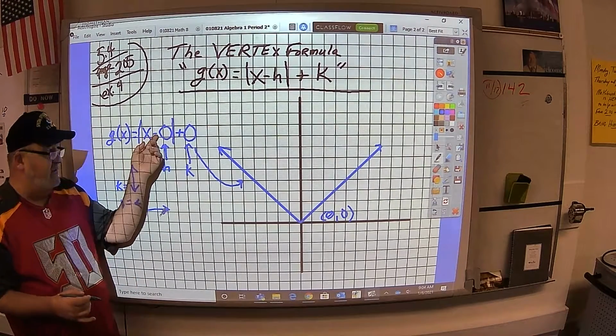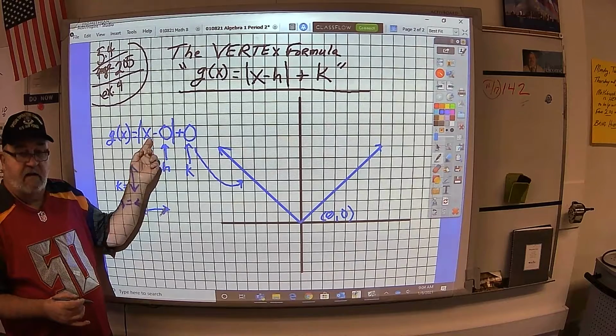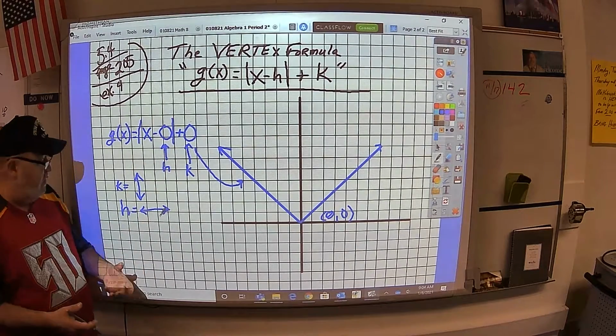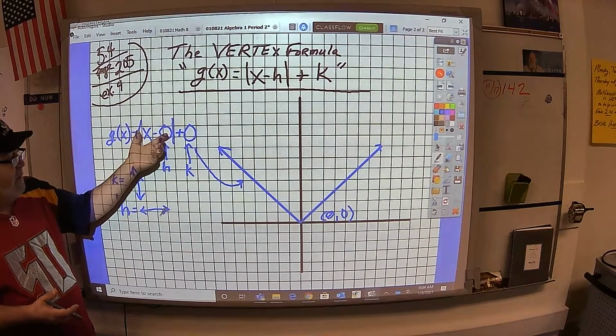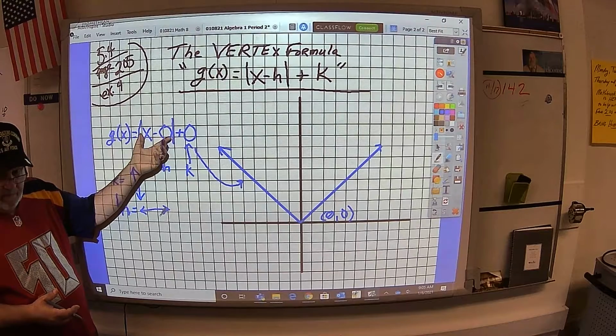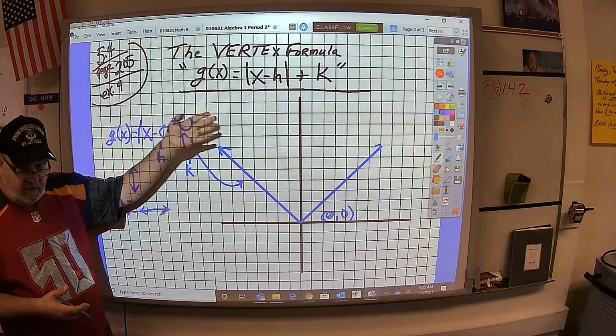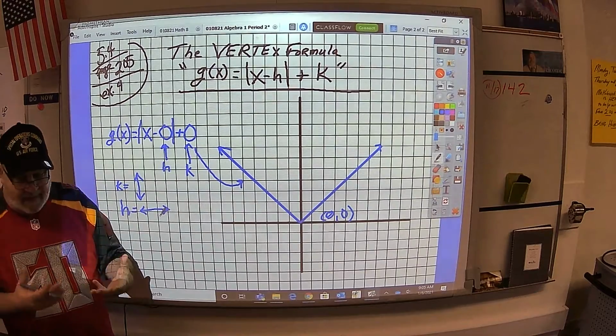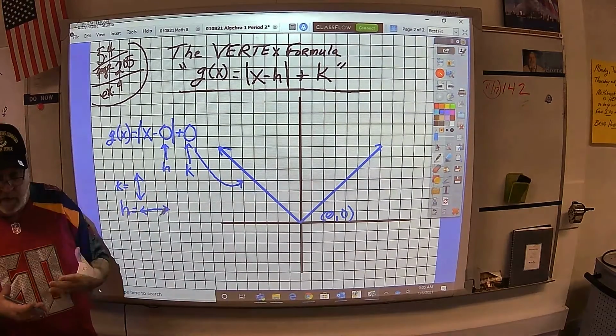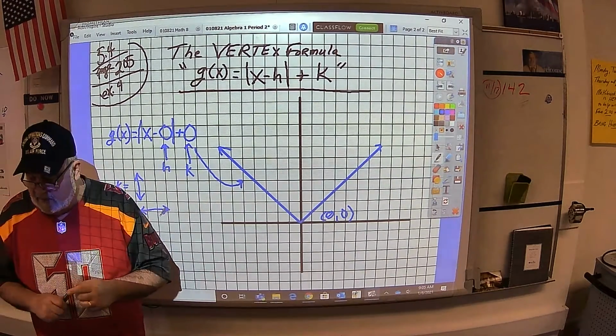Now, since it says subtract, it's going to do the opposite thing. So if it's subtract a positive, right, it's going to go this way. If it says subtract a negative, it's going to go that way. And that makes sense mathematically when we do our t-squares and make these things happen.